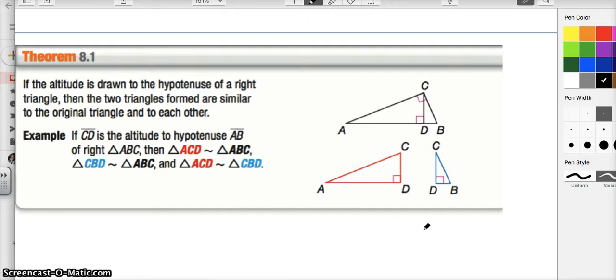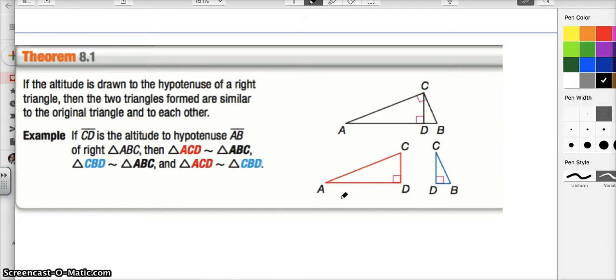If the altitude is drawn to the hypotenuse of a right triangle, then the two triangles formed are similar to the original triangle and to each other. That's kind of fly. So here's this right triangle ABC, where the right angle is at C, and then an altitude. Remember what an altitude is. It's like dropping a perpendicular from a particular vertex to the other side. And so when you drop a perpendicular, you get a perpendicular angle. When you do that, you instantly create two additional triangles, this little one, and this other not so little one, that is similar to the other triangle.